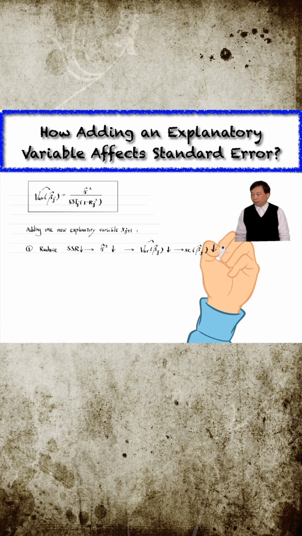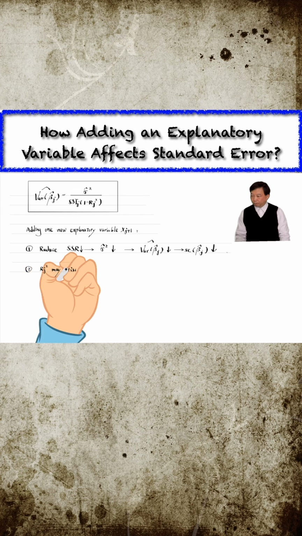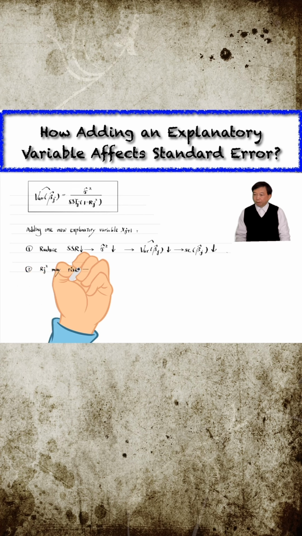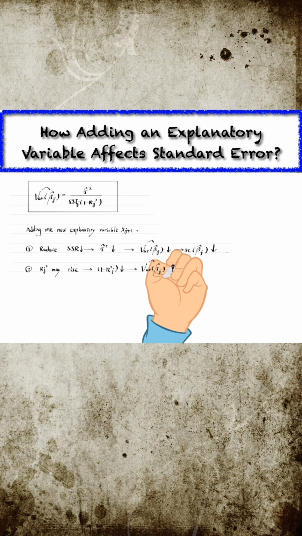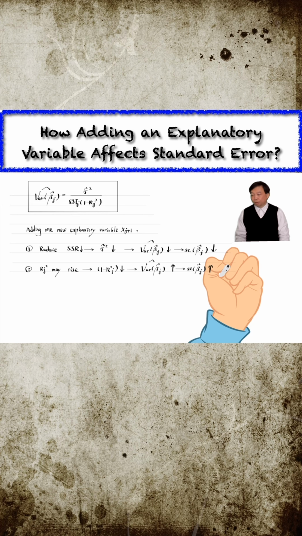However, on the other hand, adding a new explanatory variable could exacerbate the multicollinearity problem, which means the new variable could be highly correlated with xj, leading to an increase in the rj squared. Generally speaking, we don't know which effect dominates. Notice that the total sum of squares of xj, SSTj, is unchanged.